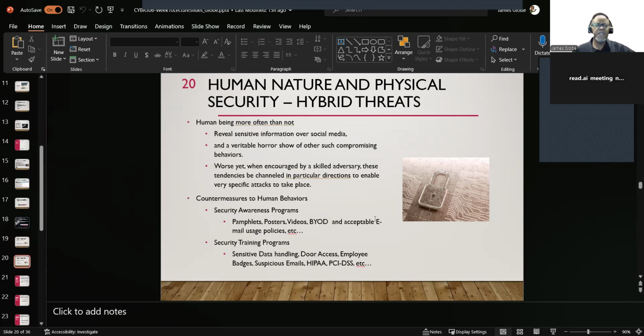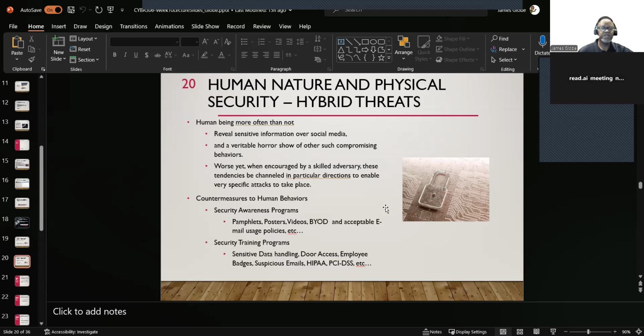Humans more often than not reveal sensitive information. Worse yet, we are encouraged by skilled adversaries. These tendencies are being channeled, in particular in your online accounts, through who you may think is a friend of a friend, who's using social engineering to compliment you and get pretty low-level sensitive information.